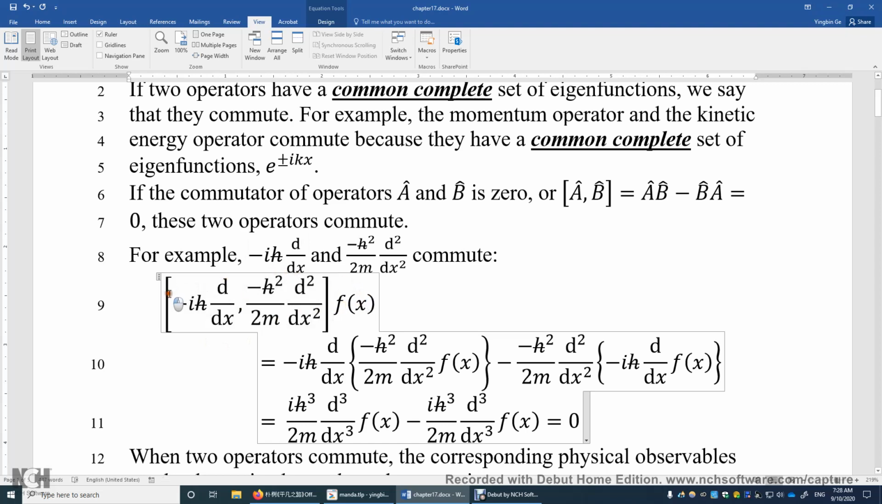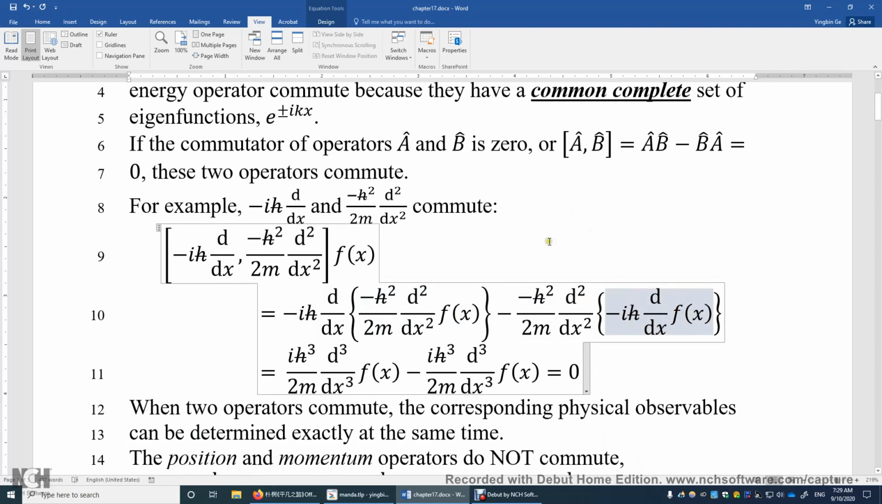And then we copy the definition of the commutator. The commutator AB is AB minus BA. So I have A here, B here. So this is A, B, f. And this is B, A, f. All right? And then after we evaluate these two terms, they happen to be exactly the same. And they cancel. The result is 0.